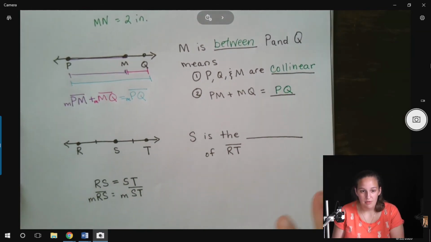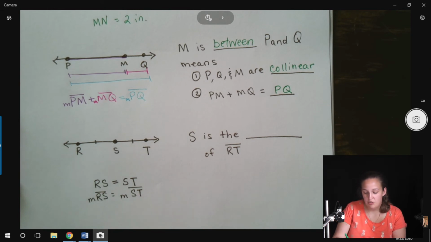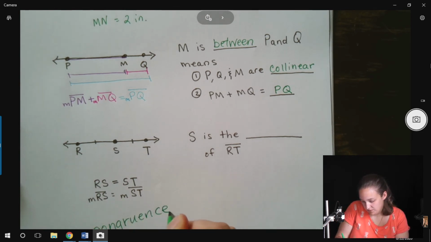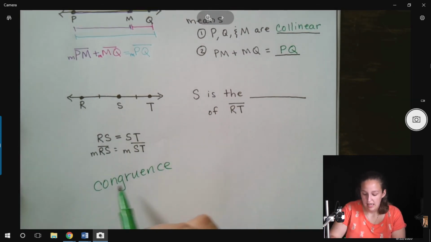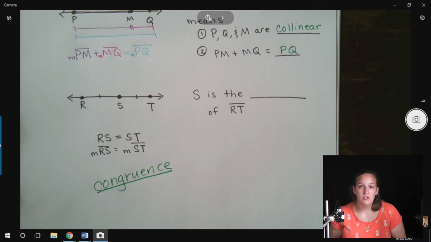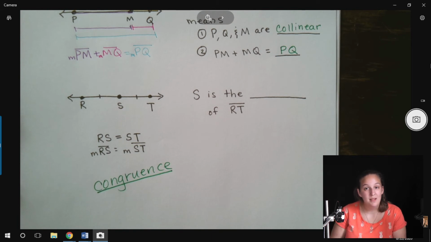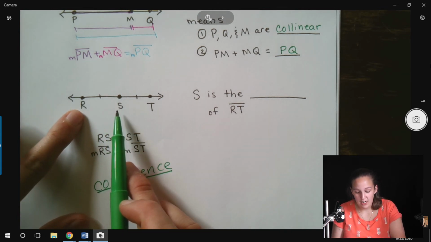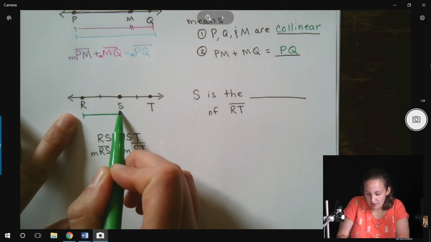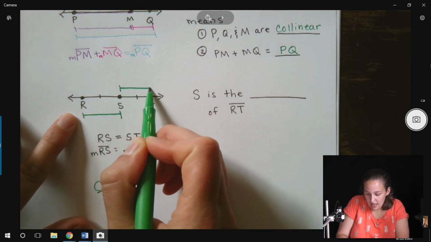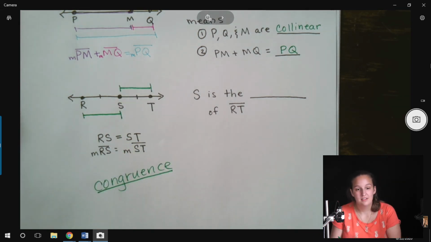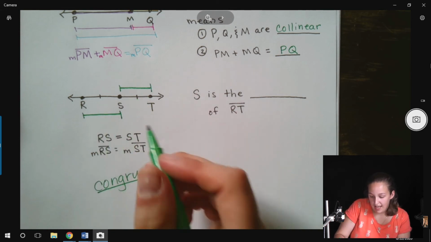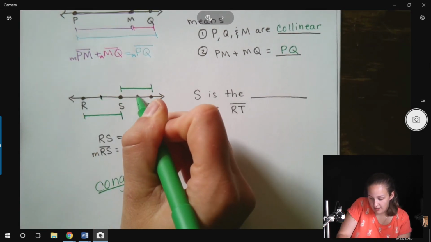And for one other thing when we're looking at segments, something called congruence. Congruence means that two things are going to be the same measurement. So you can have congruent lines. So if I knew that between R and S, this segment right here and this segment were the same length, you put a little tally mark right here.